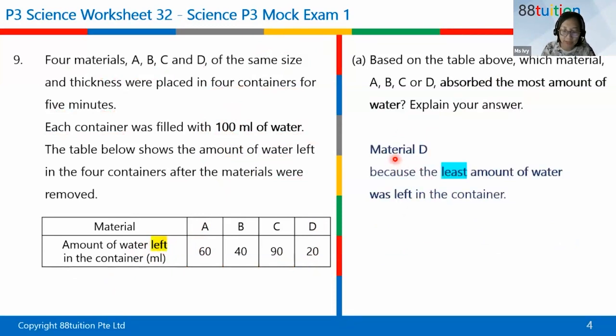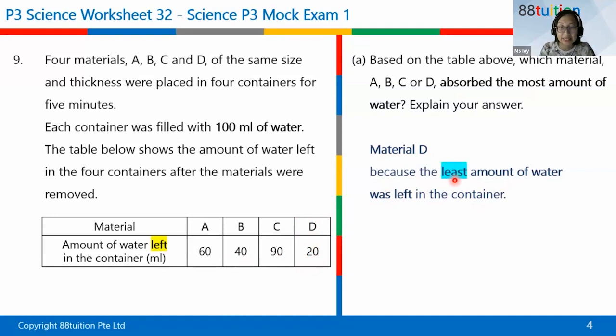I will explain it this way: material D has the least amount of water left. 20 is the smallest number. It has so little water left. That means material D absorbed the most water. A lot of water went inside material D. So what is left in the container is only 20 ml water.